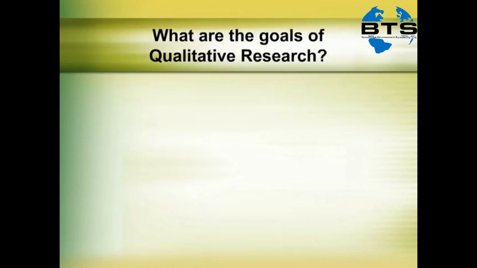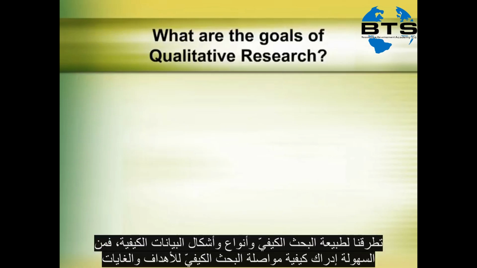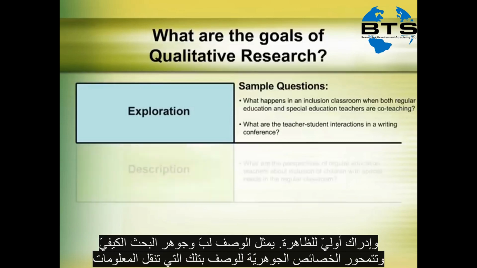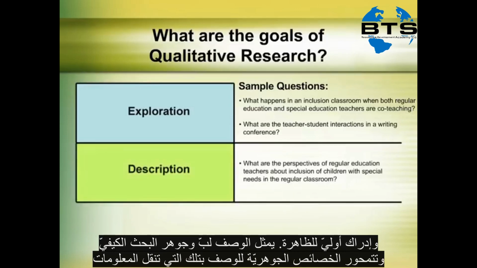Now that we have discussed the nature of qualitative research and the kinds and forms of qualitative data, it is easier to understand how qualitative research pursues its research goals. In its very earliest stages, qualitative research aims to explore. The goal is to identify patterns, themes, hunches, and initial models that provide an initial understanding of this phenomenon. Description is the heart of qualitative research.